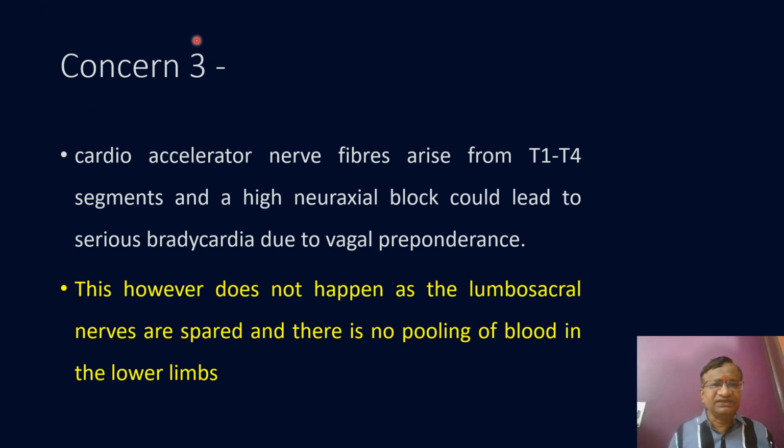What is concern number 3? The cardio accelerator. Yes, high neuraxial block. We are giving in T4. So T1, T2, T3 is blocked. Now we are, yes, T6 completely gone. So vagus will predominate and this will produce refractory bradycardia. This is our concern. But this doesn't happen because your Bainbridge reflex is fine.